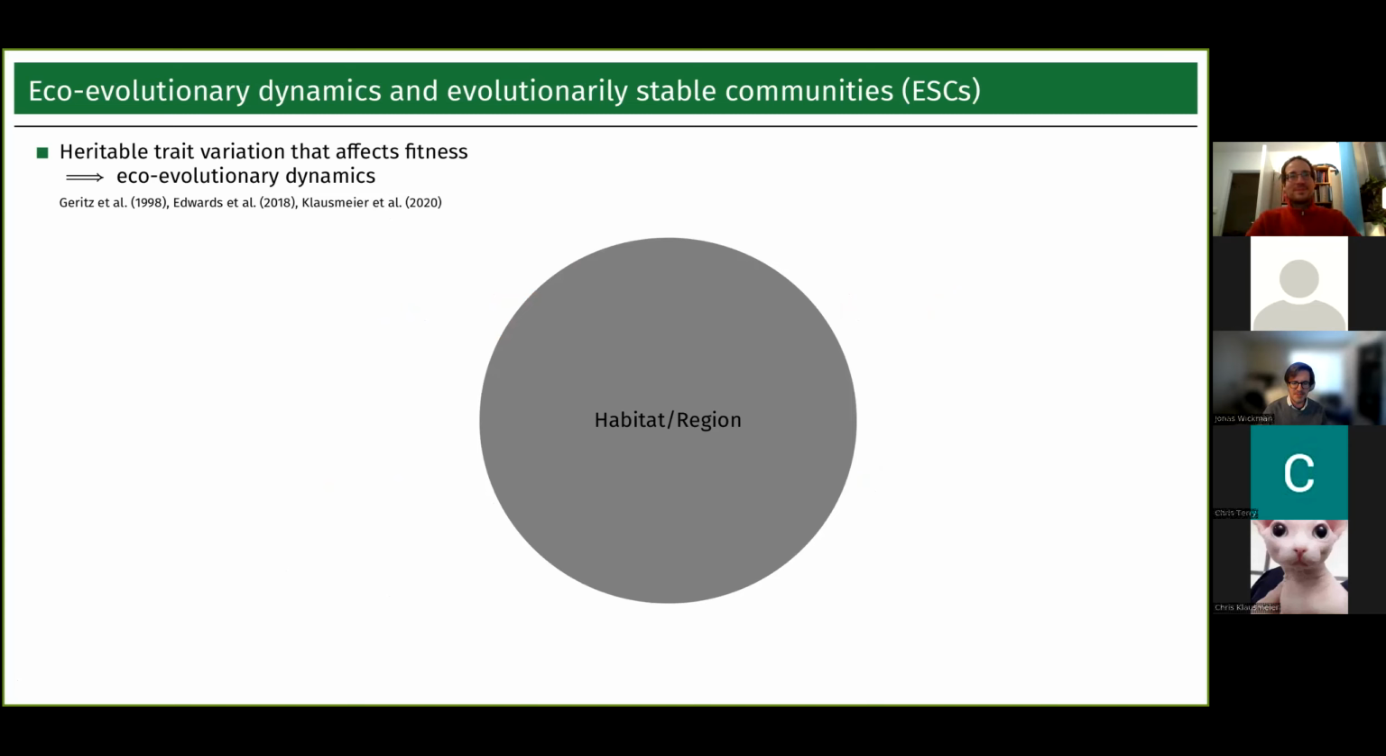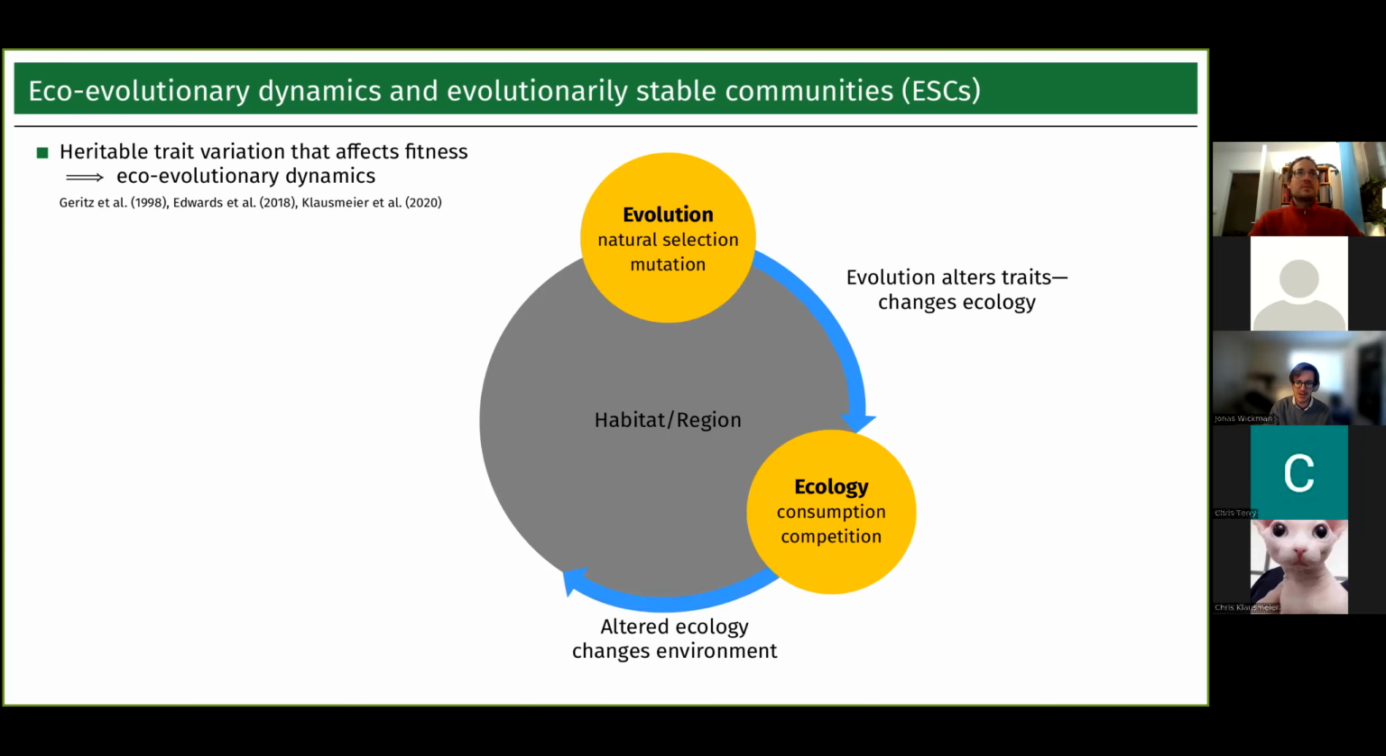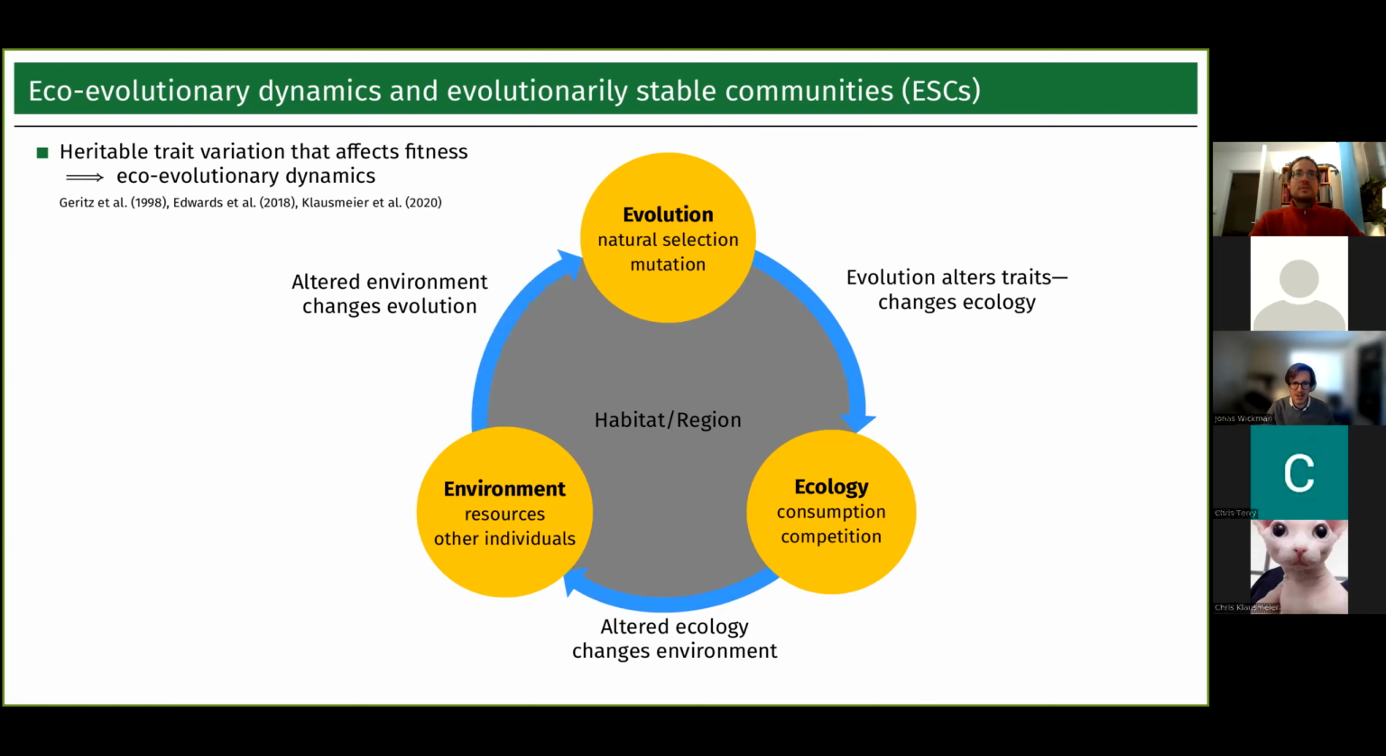So if we consider some habitat or some region, then we're going to have evolution through natural selection and mutation acting, and that's going to change the traits over time. And when the traits change, it's going to change the ecological dynamics in the system, mediated, for instance, by consumption or competition. And when the ecological dynamics change, it changes the environment experienced by each individual. So the amount of resources changes, the other individuals you interact with change. And that, once again, feeds back into the evolution through changing the selective environment.